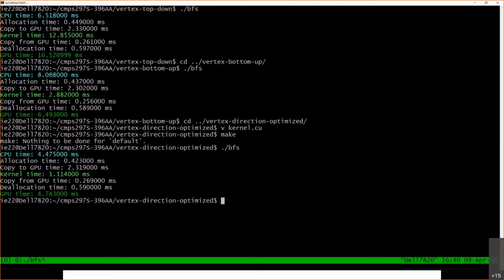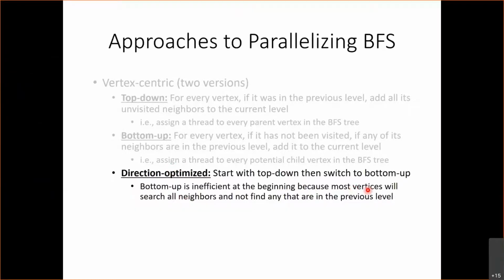As you can see, the direction-optimized version performs substantially better than the top-down version or the bottom-up version on their own. Because the top-down version does substantially better than the bottom-up version in the earlier iterations, whereas the bottom-up version does better in the later iterations. Why? Because at the beginning, most of the vertices have not been visited yet. So in the bottom-up version, most of the vertices are going to search all of their neighbors and not find any neighbors in the previous level, so they would have done all that work for nothing.